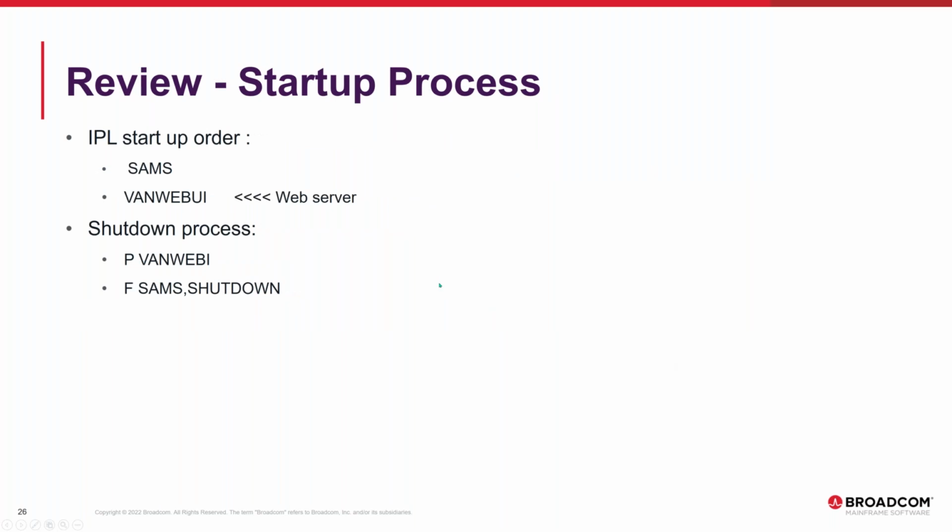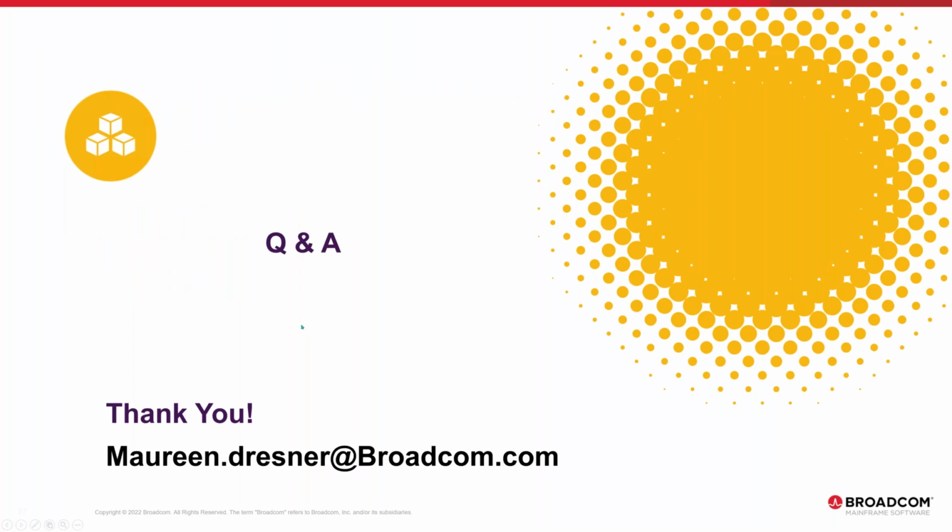When you actually get this running at IPL time, start SAMS first, then the Van Web UI. To shut it down, it's just a P for the Van Web UI. Well, I spelled that wrong. And then shut down Vantage with the modify SAMS shutdown. And that's it. So I just made it.